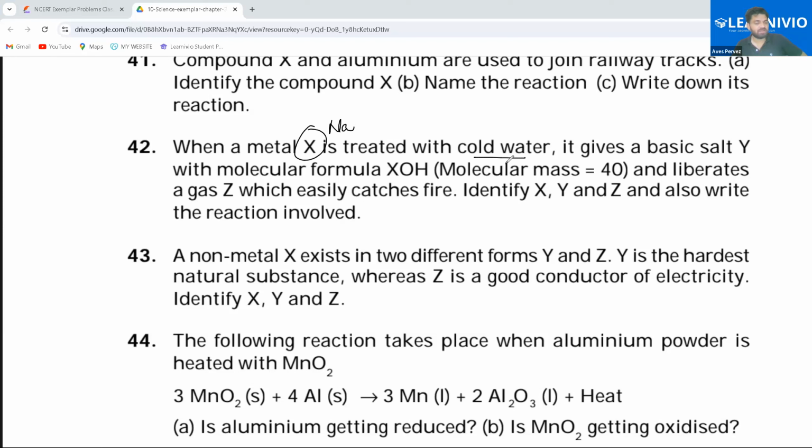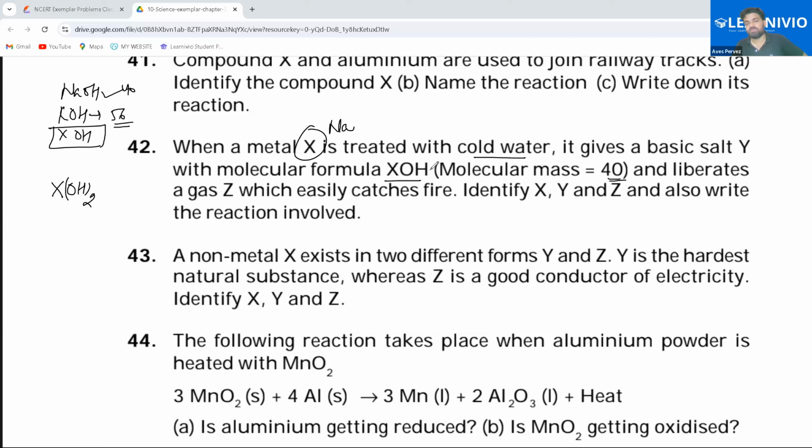Because calcium can react with cold water, sodium and potassium can also react with water, and magnesium reacts with hot water. But calcium has atomic mass 40, and the formula of calcium hydroxide should be X(OH) whole twice, not XOH. So the elements that can form the formula XOH are sodium hydroxide or potassium hydroxide. NaOH has a mass of 40, and KOH has a mass of 56. So Na is the correct option.